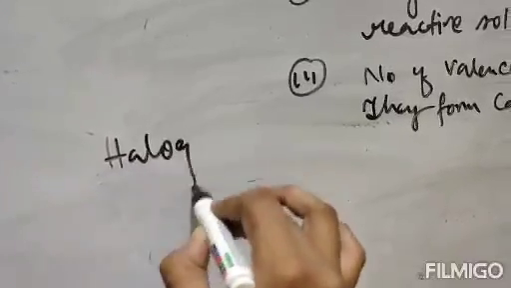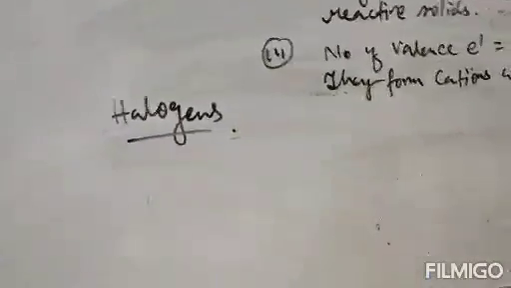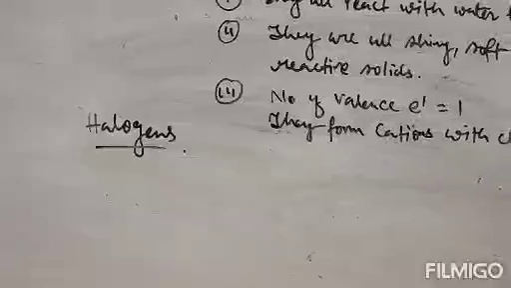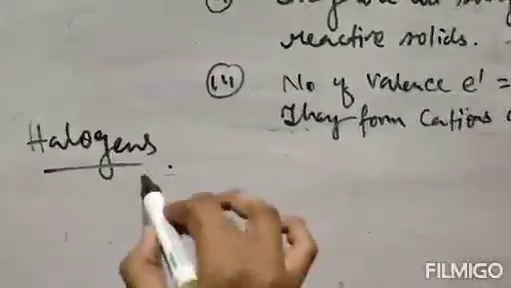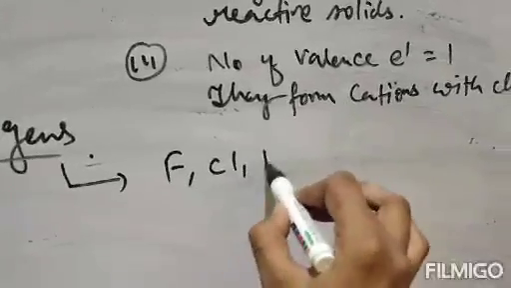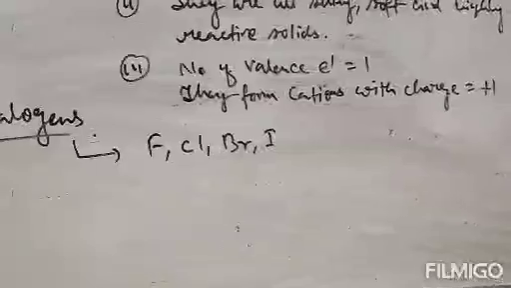Next, group 17 elements, that is halogens. Group 17 elements are termed as halogens. The elements in the 17th group are called halogens. There are 4 halogens: fluorine, chlorine, bromine, iodine. They are from group 17.